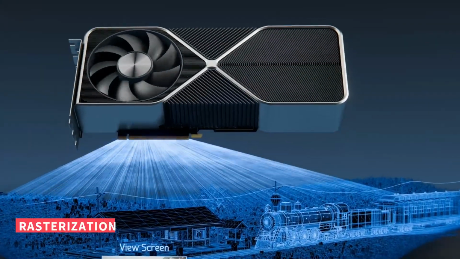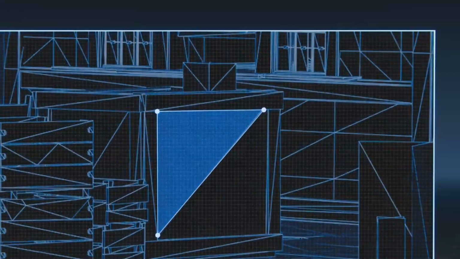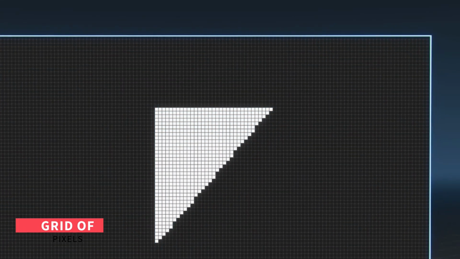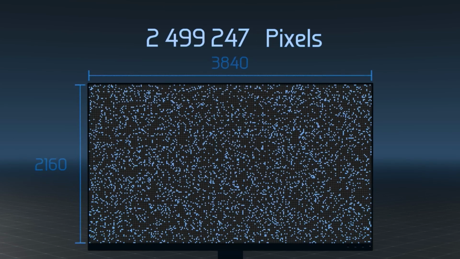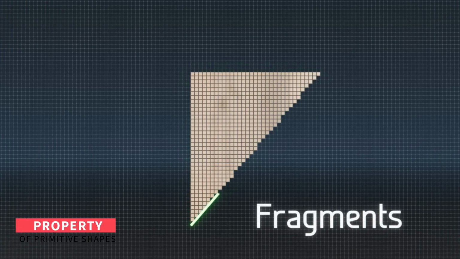The rasterization stage is where the GPU takes these primitive shapes and converts them into a grid of pixels, or picture elements, that can be displayed on the screen. This process involves determining the color and shading of each pixel based on the properties of the primitive shapes.